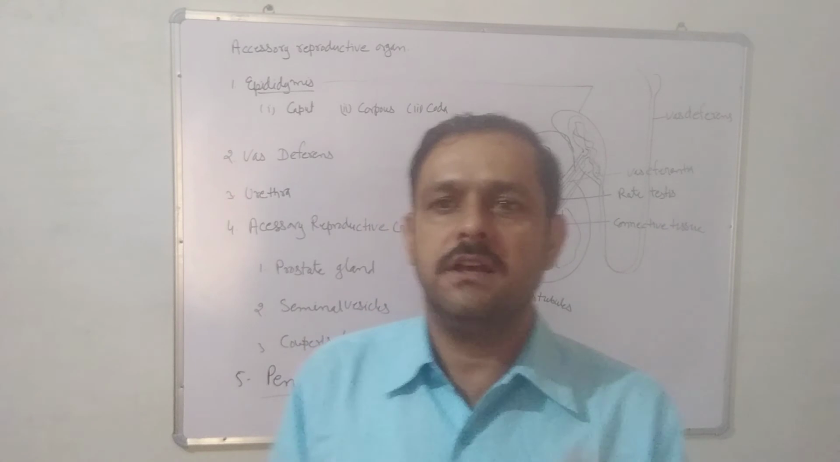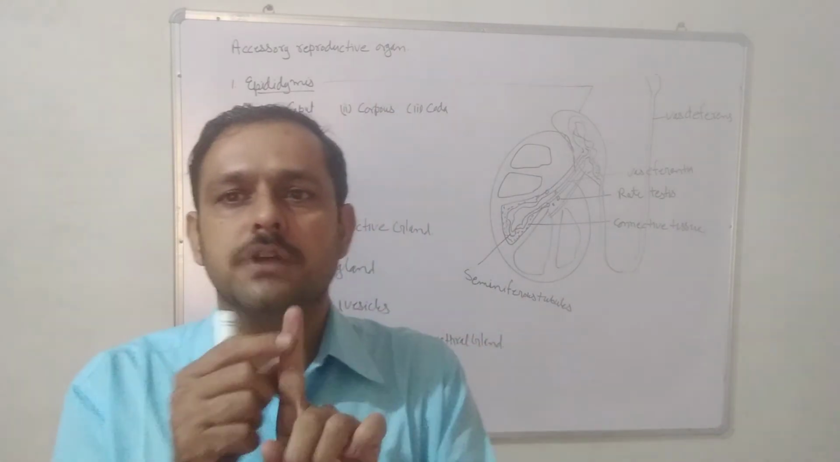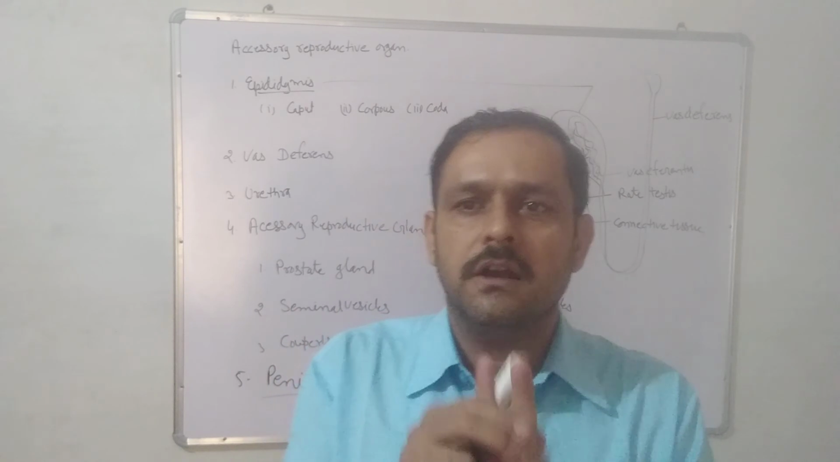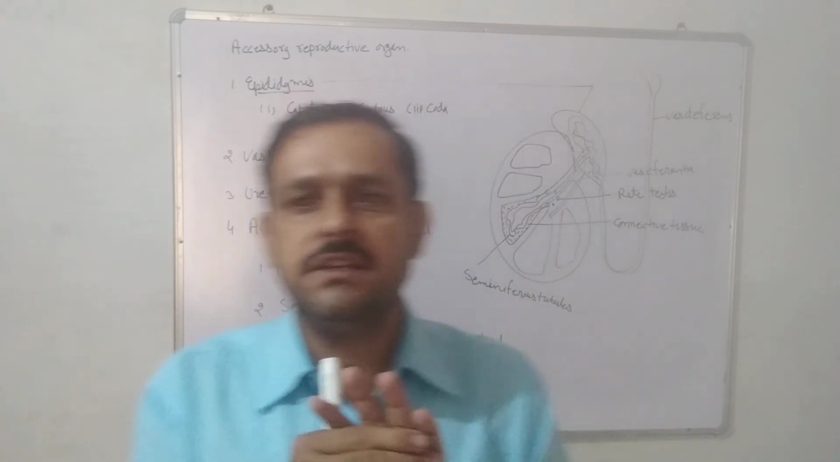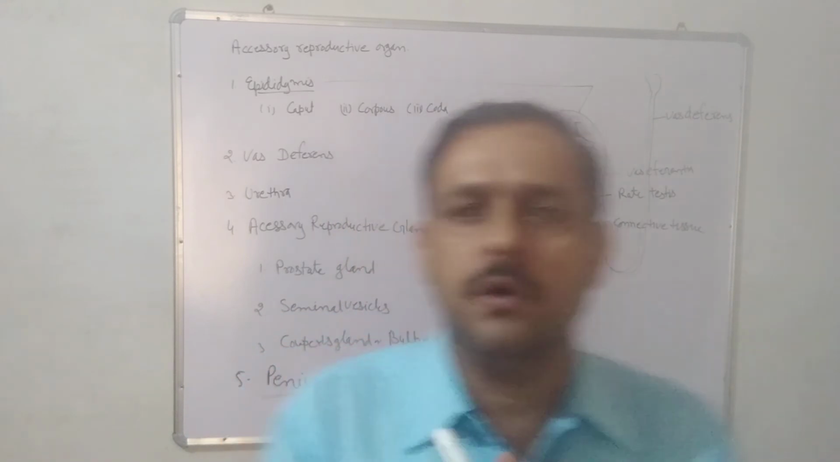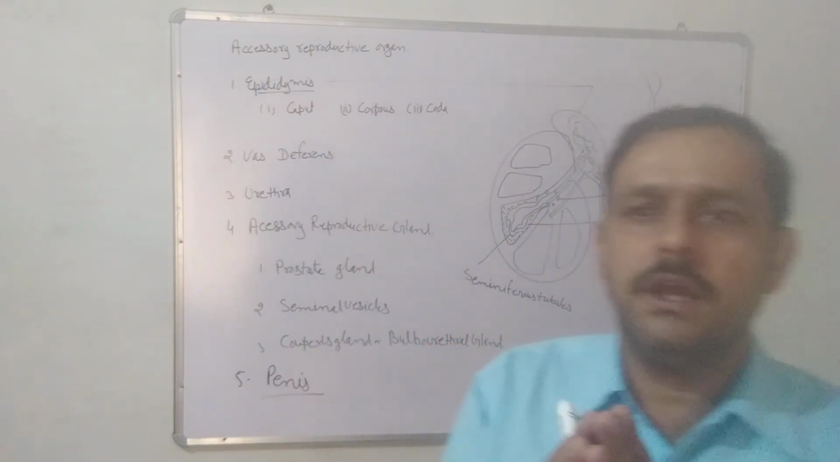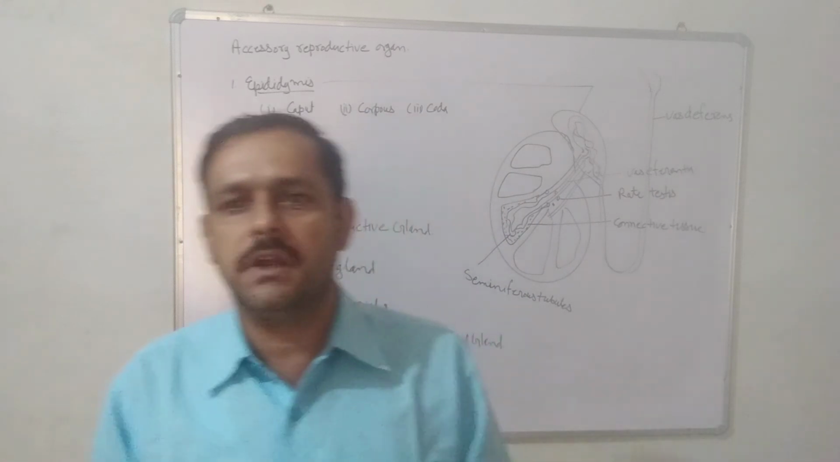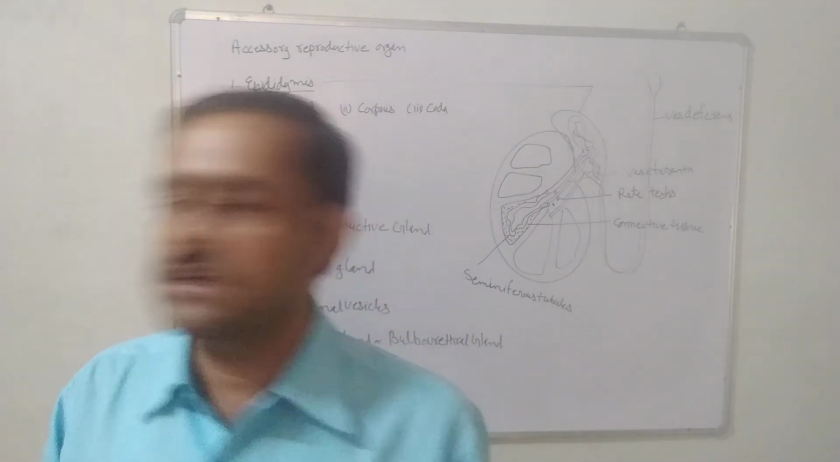Means what are the secretions? First of all, this liquid contains phosphate, citrate, lysozyme, fibrinolysin and spermine. It activates sperms and prevents coagulation of semen. In old age, the size of the prostate enlarges, due to which difficulty arises in urination.